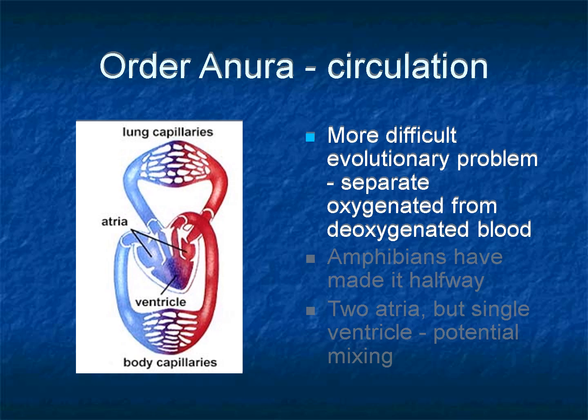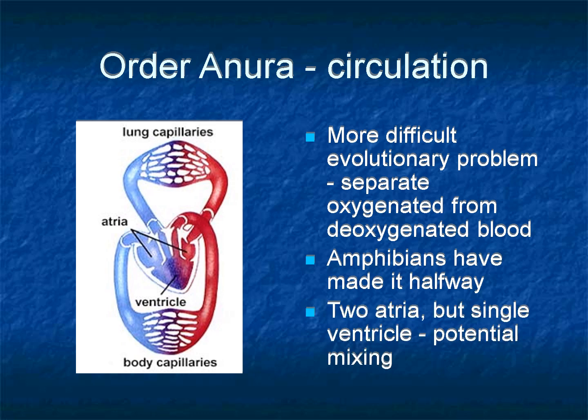To solve this problem, double circulation was required, and it was solved by higher tetrapods by developing a partition in the heart, thus forming a double pump, one for each circulation. But unfortunately, amphibians developed only a partial partition in the heart, such that there are two atria and one ventricle. So potential mixing of blood was possible there.